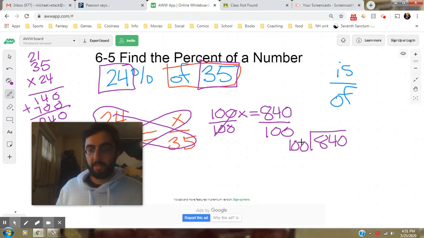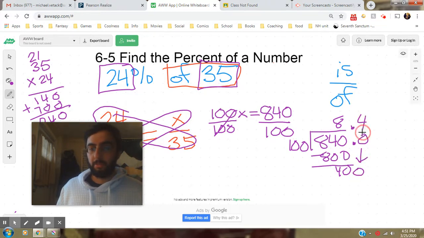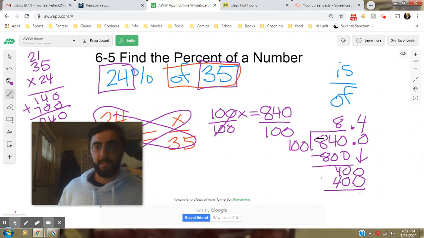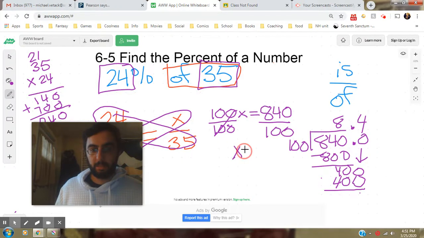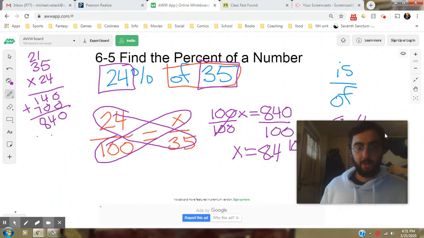You can see a lot of these end up with decimals. Goes in 8 times with 40 remaining. Get that decimal in there. Bring down the 0. Now 100 goes into 400 4 times. Nice and easy and smooth. So it'll eventually, usually after 2 steps, go in nice and easy. So 8.4 is our answer for x. So bring down the x, equals 8.4. All right, so now I know that 24% of 35 is 8.4.